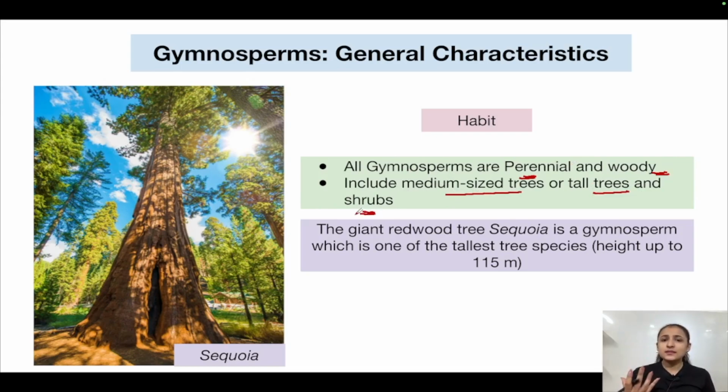So what is the habit of gymnosperms? They are not herbs. Starting from shrubs, in gymnosperms shrubs can also be seen. They could be trees, either medium-sized trees or tall trees. So mostly the gymnosperm habit is tree, but they can also be shrubs. So either medium to tall size trees or shrubs. This is the habit of gymnosperms.